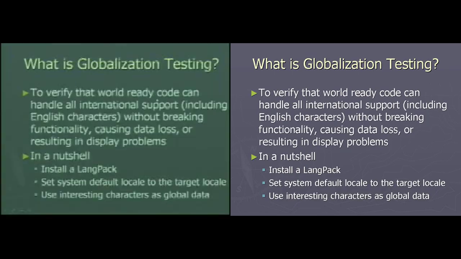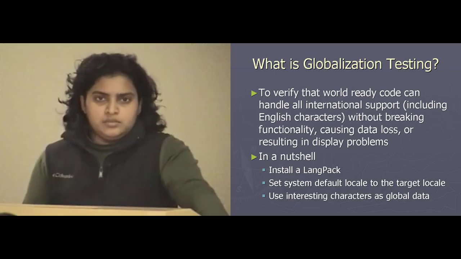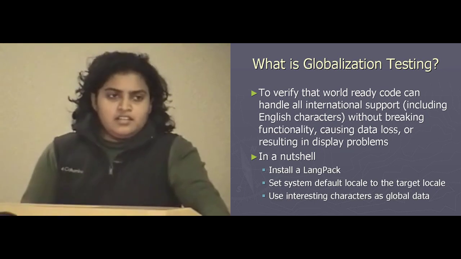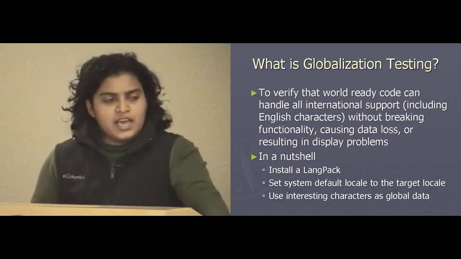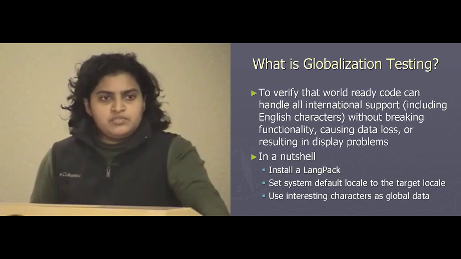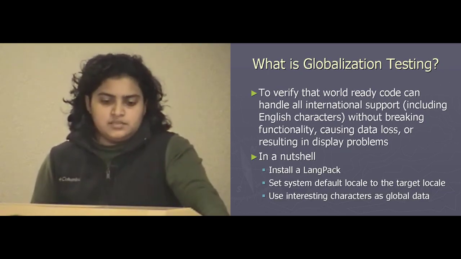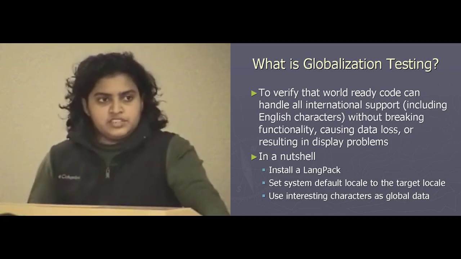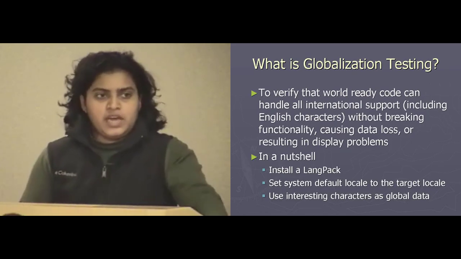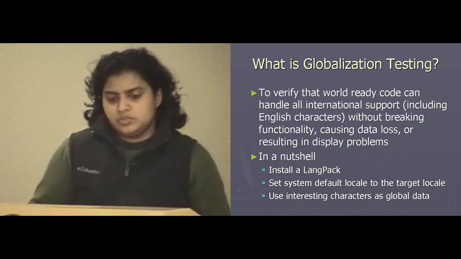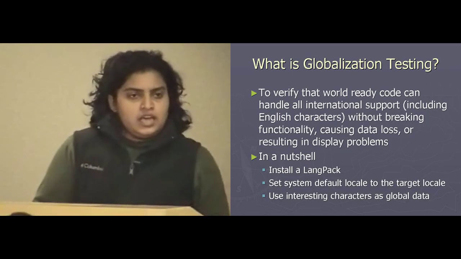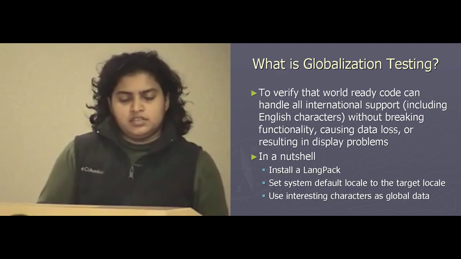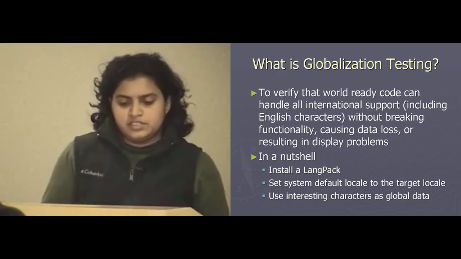Now, in globalization testing, what we need to do is to make sure that this supposedly world-ready code in Windows 2000 can actually handle all input from different languages and not break the functionality. It should be able to handle input in any language that it's supposed to support, and it should also be able to support output and do all the functionality, data conversions, everything that it's supposed to do.